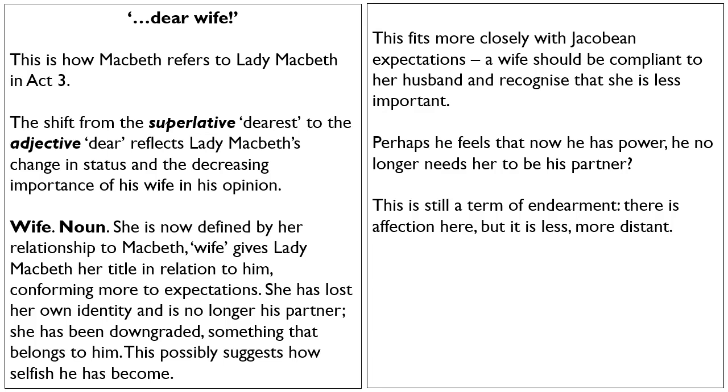As a wife, the noun wife defines her again by her relationship to her husband. And so this conforms much more to Jacobean expectations. Remember that a Jacobean would believe that a wife ought to be controlled by their husband and would almost be like property belonging to their husband. And so this suggests, by calling her wife, that he believes this now, that she's something that belongs to him, which is obviously a clear diminishment of their relationship.